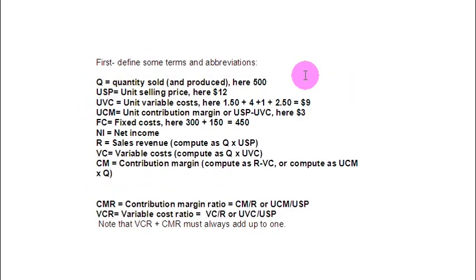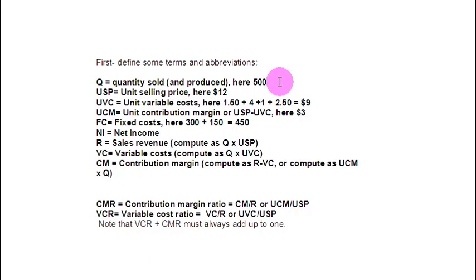Now we're ready to define some terms and basically define some abbreviations that I'll use. So throughout this chapter and in the OWL problems, etc., I'll be using these abbreviations. Q is going to stand for quantity, and to relate this back to the banana cream pie example, we're first going to look at our banana cream pie example, assuming that the expectation you have is that you can sell 500 pies per month. So in that case, Q would be 500 pies.